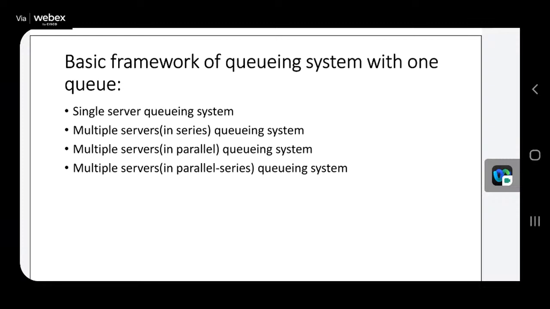The most advanced framework of queuing system is the multiple servers in parallel-series queuing system. Here, first you have a provision to choose whichever server you want. Then you have to go through a series of services. So this is called multiple servers in parallel series.